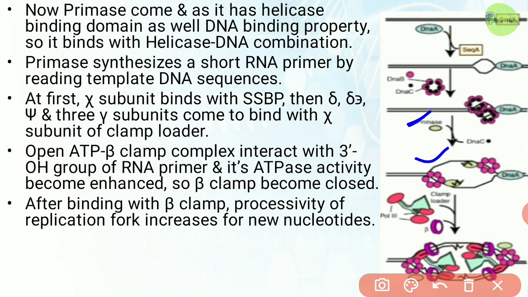Then the open ATP beta clamp comes and binds with the total clamp loader and interacts with the 3' OH group of the RNA primer. When the open ATP beta clamp interacts with the 3' OH group of the RNA primer, then ATPase activity becomes enhanced, and that's why the beta clamp becomes closed. So now the beta clamp is ready for nucleotide binding, or I can say after binding of the beta clamp, the processivity, or binding capacity, of the replication fork increases for new nucleotides. Okay.